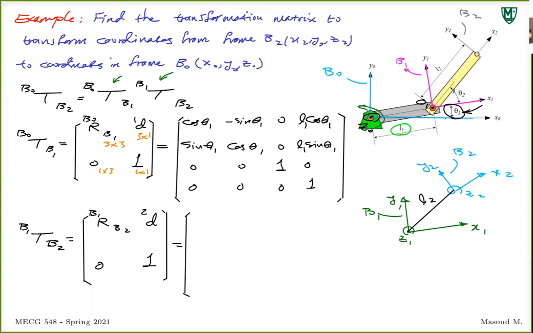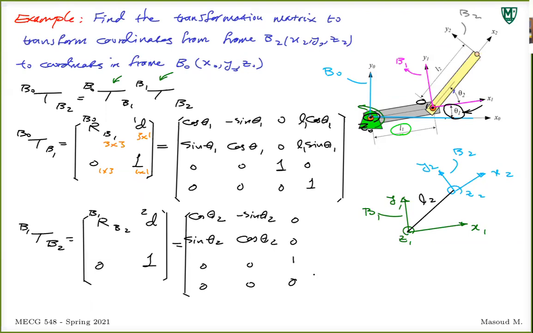So isn't it just the same cosine, negative sine, sine, cosine relationship with θ2? Exactly. This is exactly the same thing, but with θ2. So this becomes cosine θ2, minus sine θ2, sine θ2, cosine θ2, 0, 0, 1, 0, 0. These are zeros. If this changes, there you go.